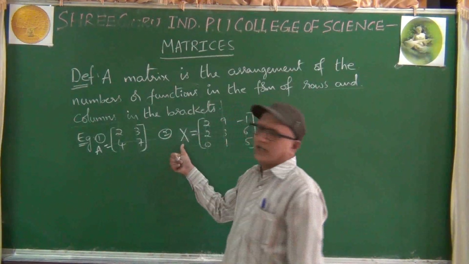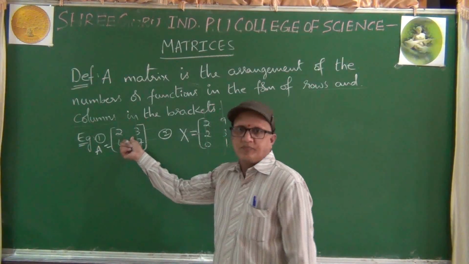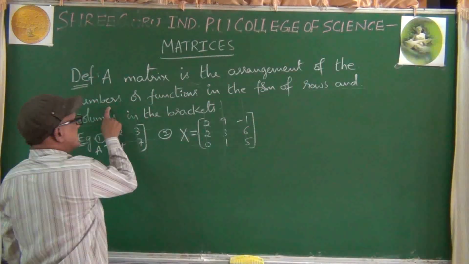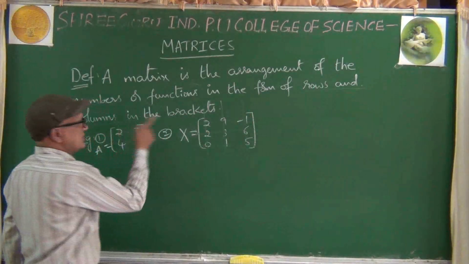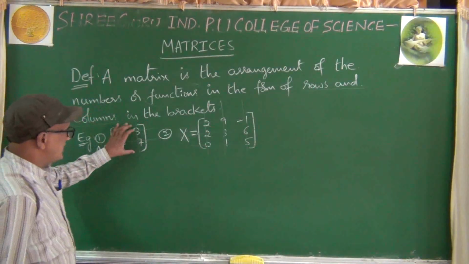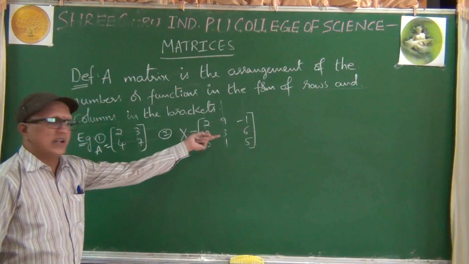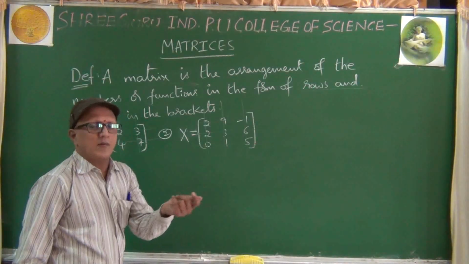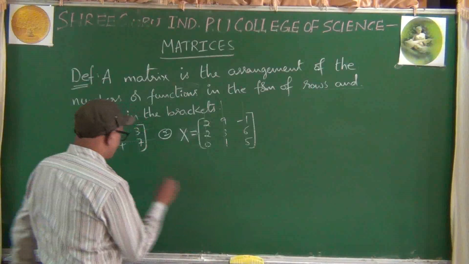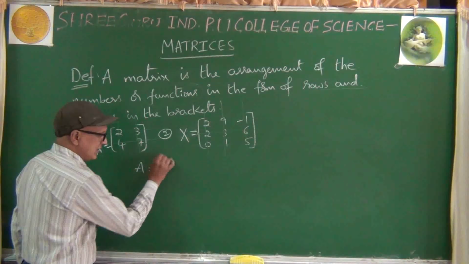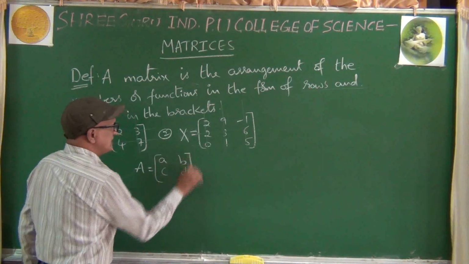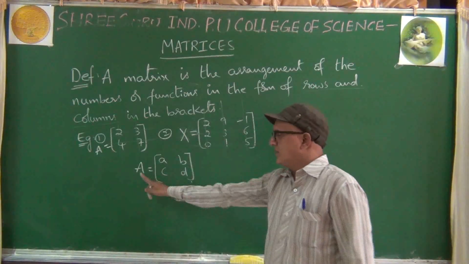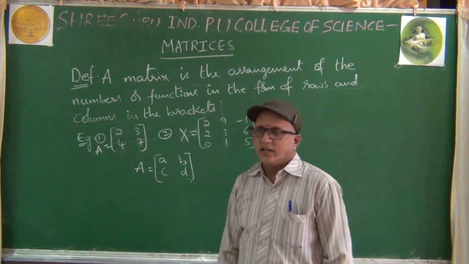Matrices we denote with capital letters, but inside the matrix are the elements. The matrix is the arrangement of numbers or functions in the form of rows and columns in brackets. These are called numbers, otherwise elements also. These elements may be small letters, alphabets. If so, we have to write those in small letters only. This is capital A equals a, b, c, d. This is one matrix. Inside elements will be in small letters. We have to denote the matrix with a capital letter.